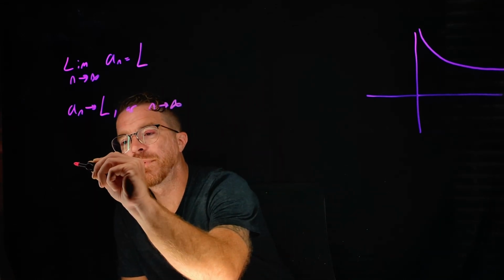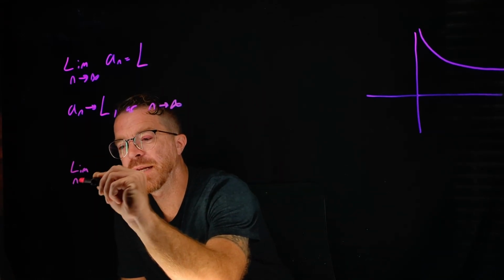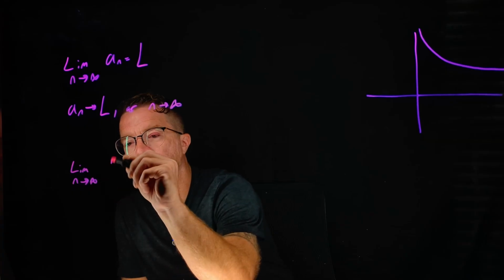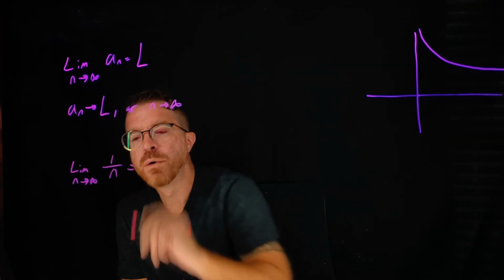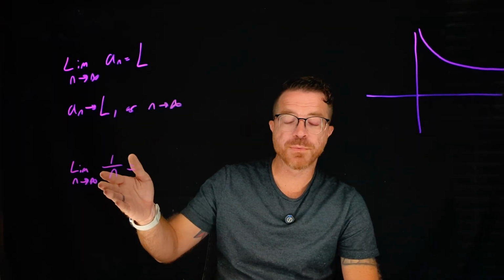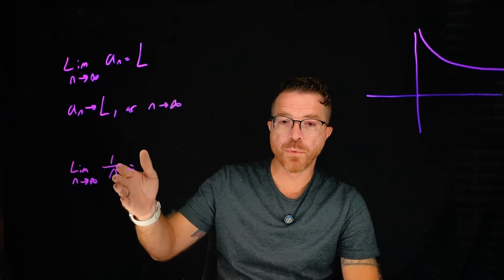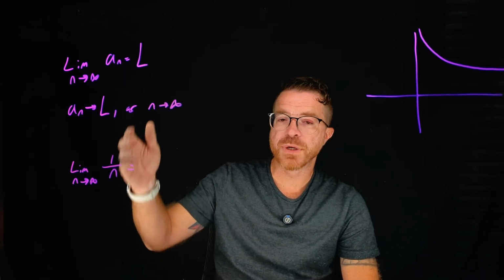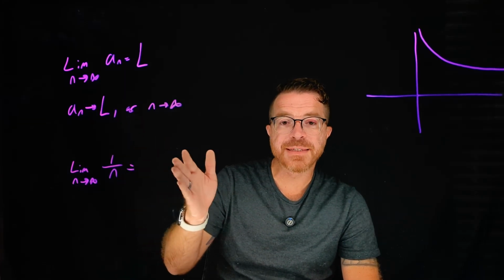So an example might be, let's say we have the limit as n approaches infinity, 1 over n. Well, what's going to happen as we plug in our sequence values? We plug in, this is the first one we looked at. We plugged in, it was 1 over 1, then 1 over 2, then 1 over 3, then 1 over 4. So what's happening as this is growing?